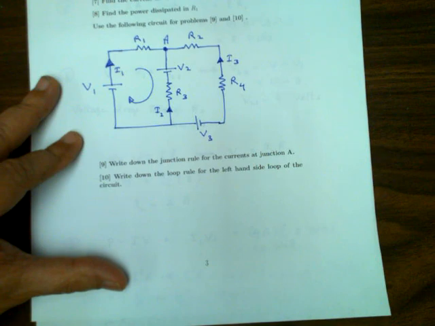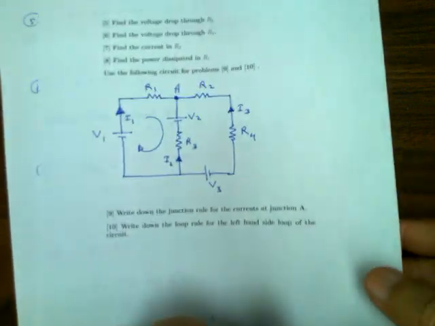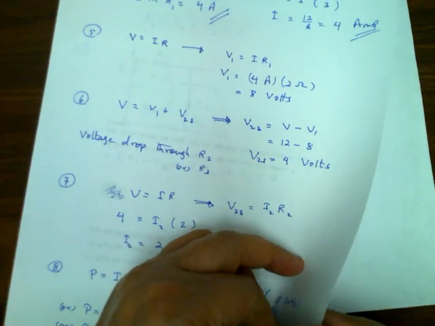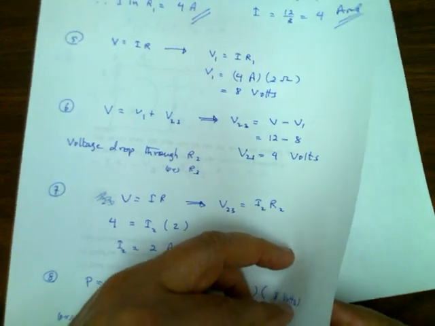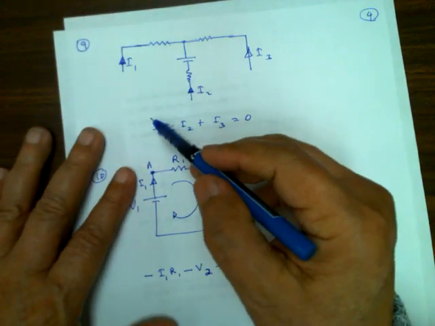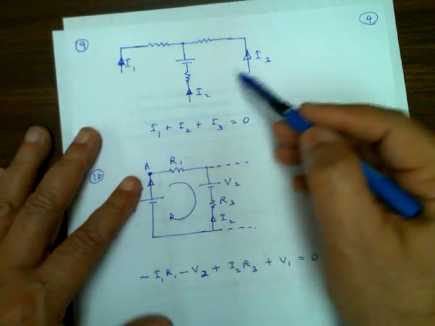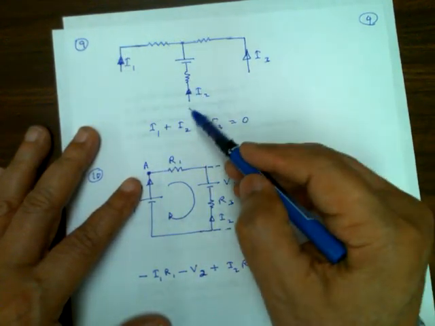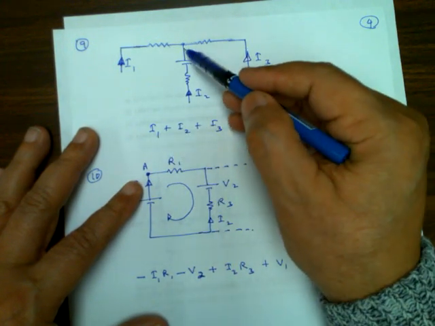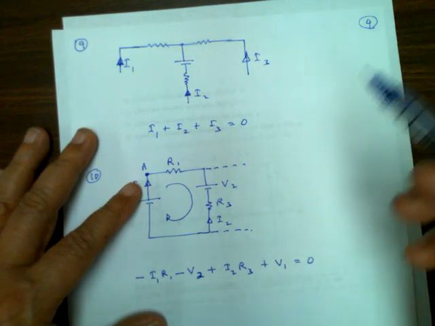As I said in lectures, the current going in must be the same as the total current going out. In this case, the current going in is I1, I2, and I3, so I1 plus I2 plus I3. Nothing is going out, so on the other side it's 0. If you get that, you get full points.